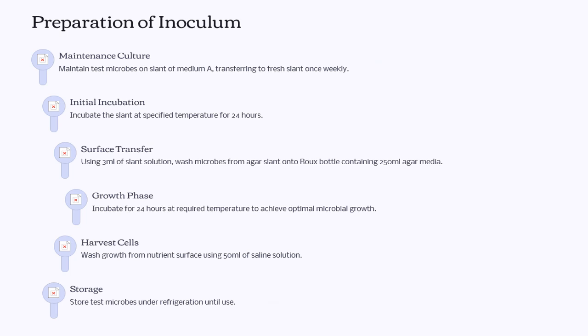The second step is initial incubation, that is, incubate the slant at specified temperature for 24 hours. Then surface transfer, that is, using 3 ml of slant solution, wash microbes from agar slant onto Roux bottle containing 250 ml agar medium. And the next one is growth phase, that is, incubating for 24 hours at a required temperature to achieve optimal microbial growth.